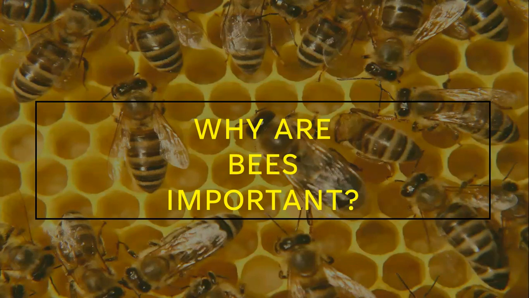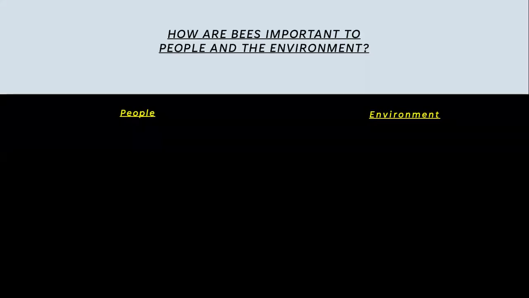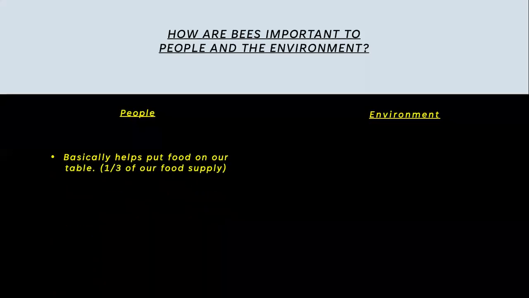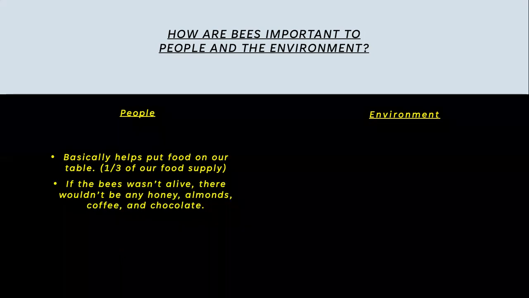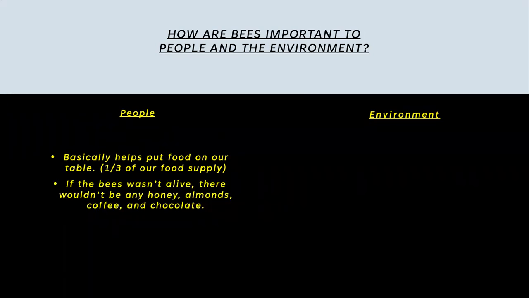How are they important to people? It's because they basically help put food on our table. They help produce one third of our food supply, to be exact. If bees weren't alive, there wouldn't be any honey, almonds, coffee, and chocolate.